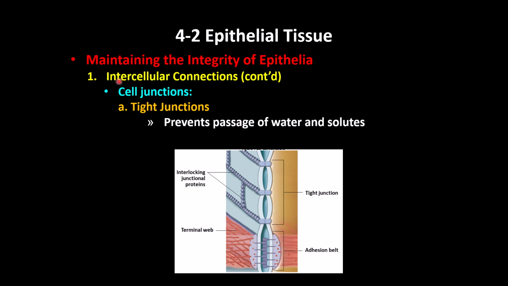Okay, so we are still in the intercellular junction. The second mechanism for intercellular junction is called cell junction. There are three different types of cell junctions. One is called the tight junction. Here you can see that this is one cell membrane, and here is another cell membrane, and they are connected with each other with these proteins. So these are the tight junction proteins.